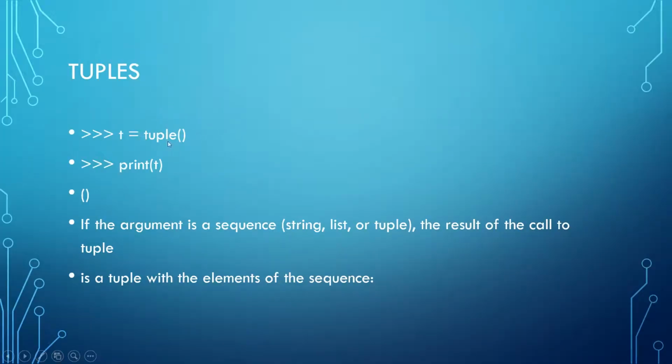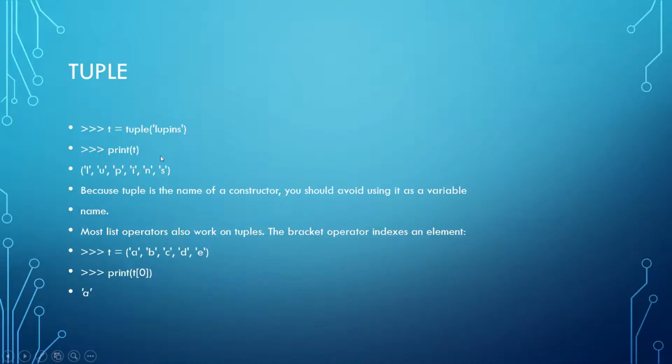t = tuple(), print(t), and that's an empty tuple. If the argument is a sequence, string, list, or tuple, the result of the call to tuple is a tuple with the elements of the sequence. Here's an example. t = tuple('lupins'), print(t), and each letter becomes separated. Because tuple is the name of a constructor, you should avoid using it as a variable name.